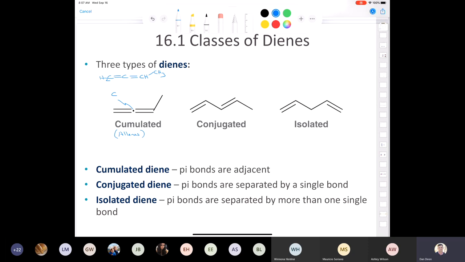The next one is a conjugated diene, and that's the class that we're going to be most interested in this chapter. And remember, I told you that in a conjugated system, it alternates double, single, double, single, so on and so forth. And then isolated, when I have an isolated diene, that's when I have the pi bonds that are separated by more than one single bond. You can see here in this example, they're separated by two single bonds, one, two, like that. So that's isolated. So you need to be fully aware of cumulated, conjugated, and isolated. But again, conjugated will largely be the focus of what we talk about in this chapter.